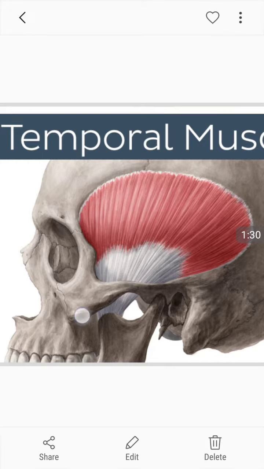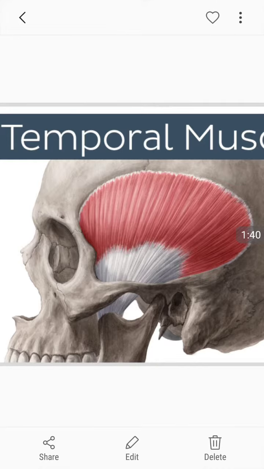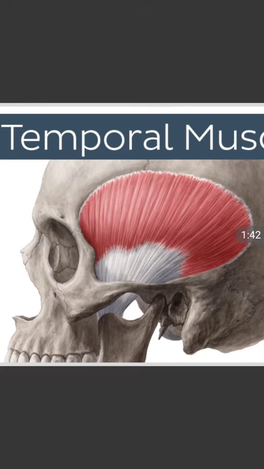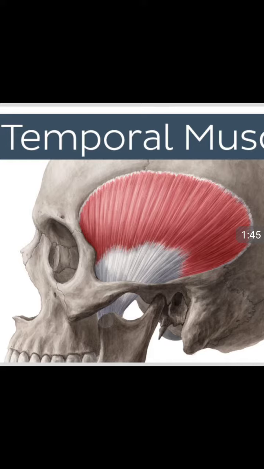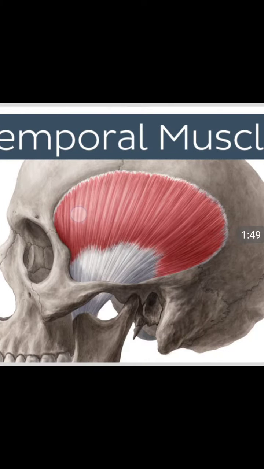They attach to the anterior border of the coronoid process here, then the tip of the coronoid process, then on its medial surface. Here you can see the lateral surface, on the other side is the medial surface. So this muscle has three types of fibers: anterior fibers, middle fibers, and posterior fibers.